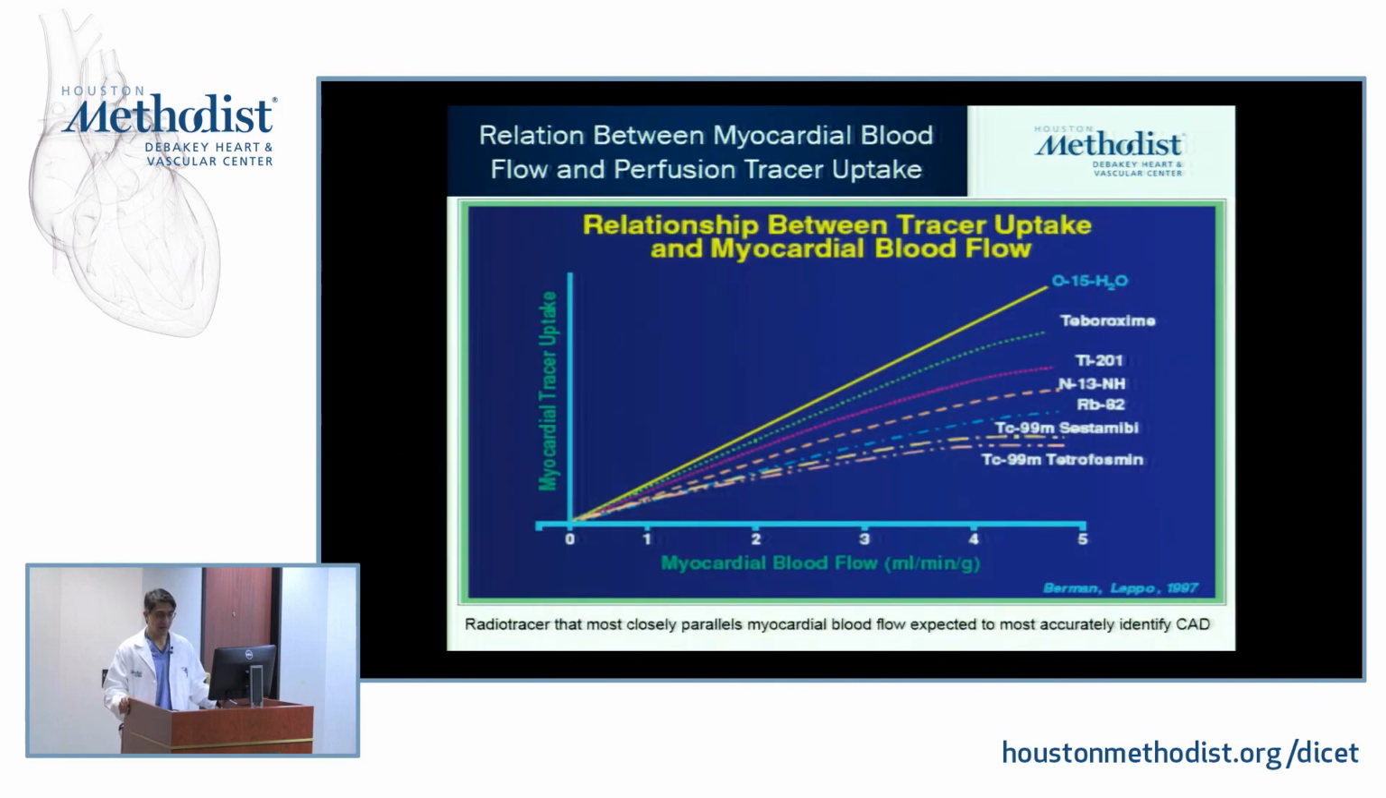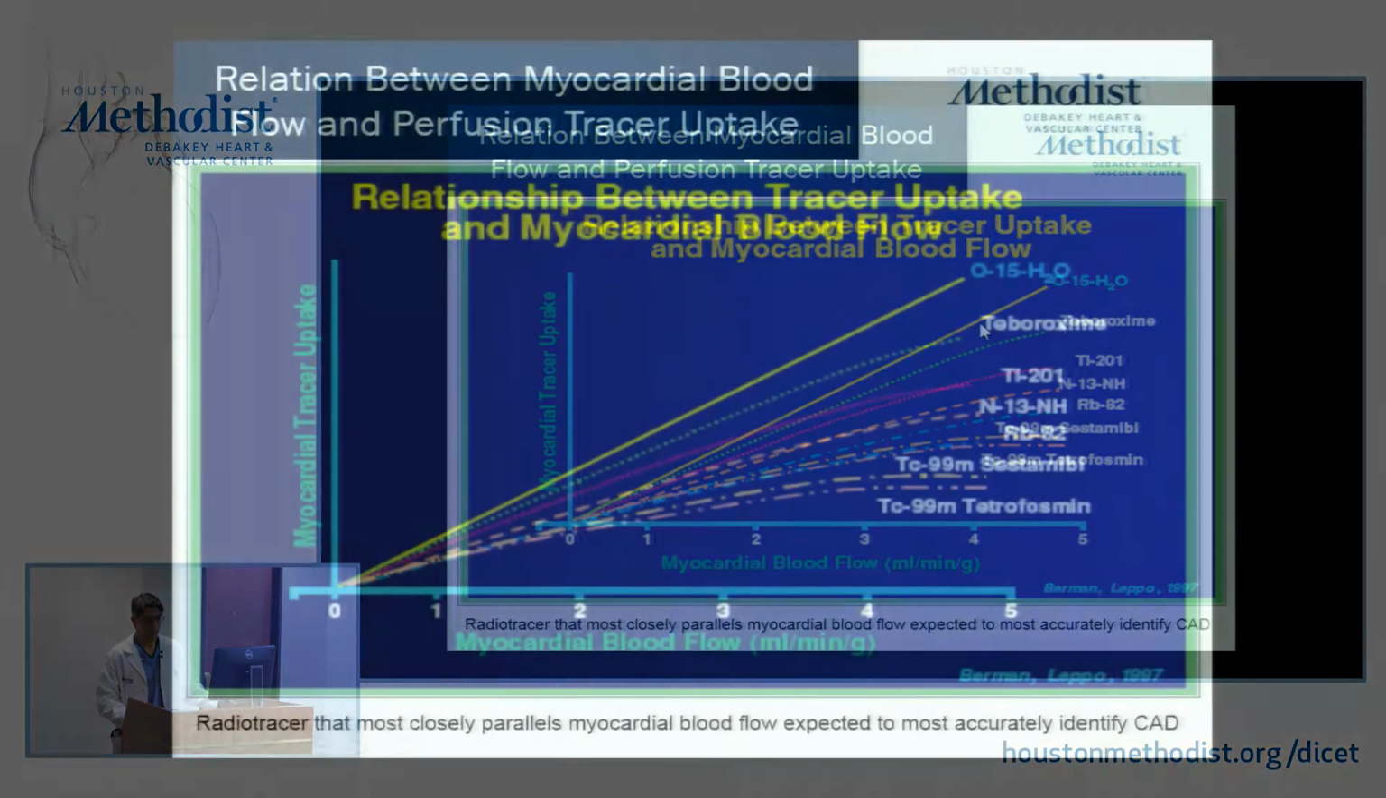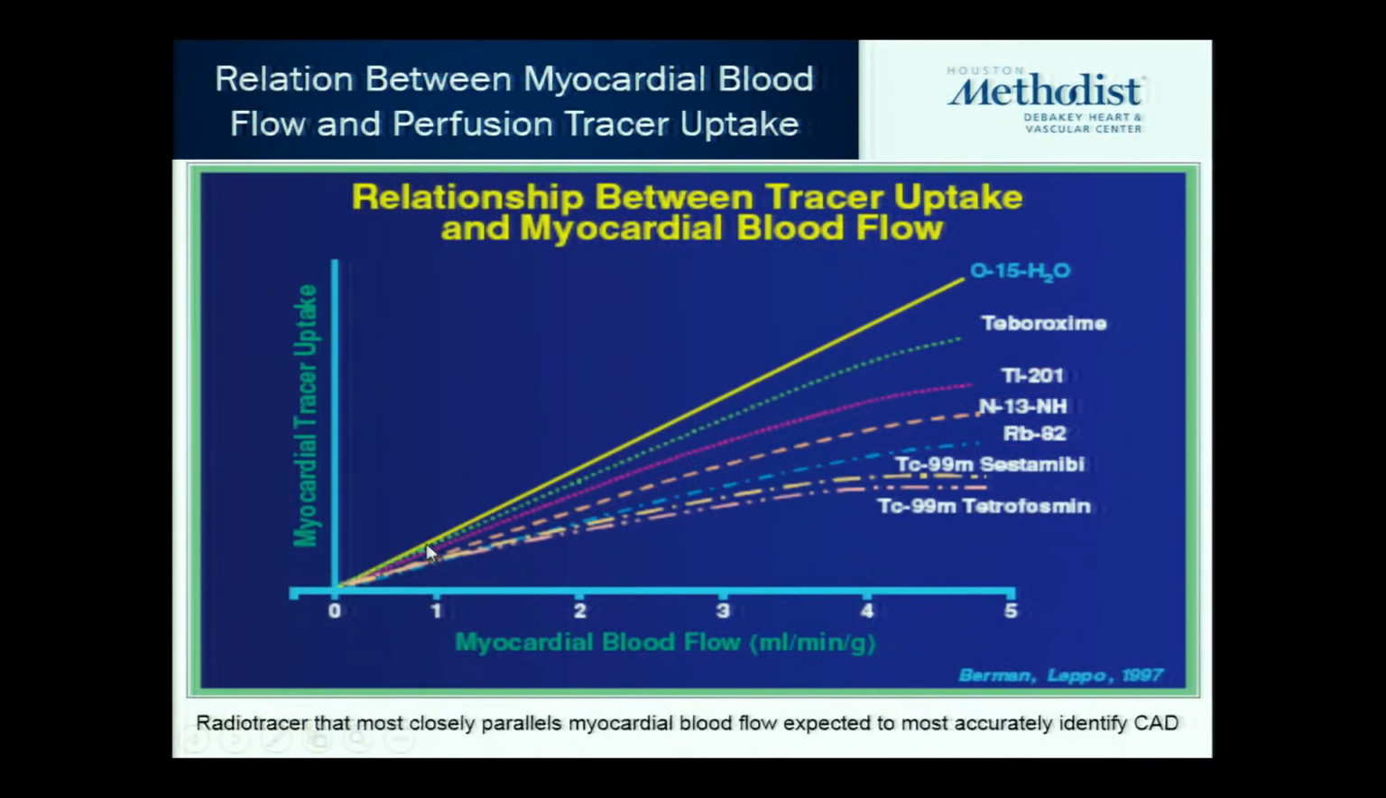So here's another graph showing you the different SPECT and PET radiotracers that are available to us. What you'll notice is that O15 water is the PET agent which best tracks coronary blood flow. Unfortunately, it's not FDA approved for PET imaging. And here you'll notice a combination of both SPECT and PET agents.